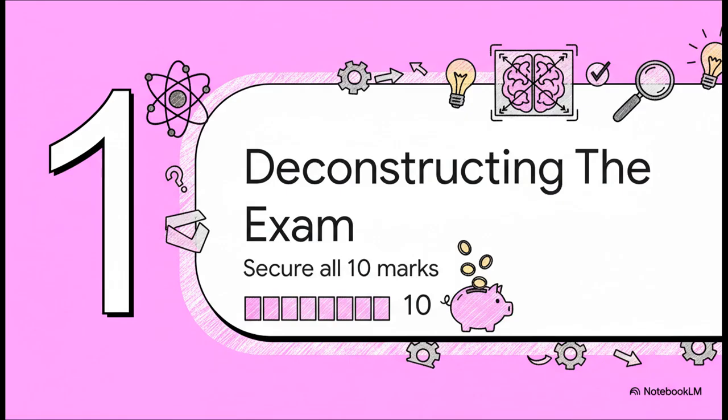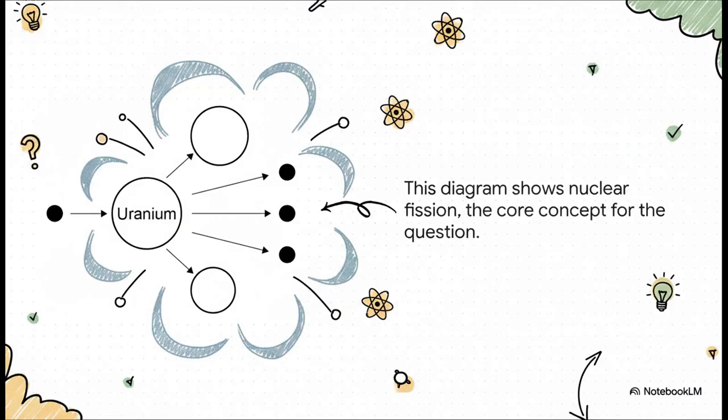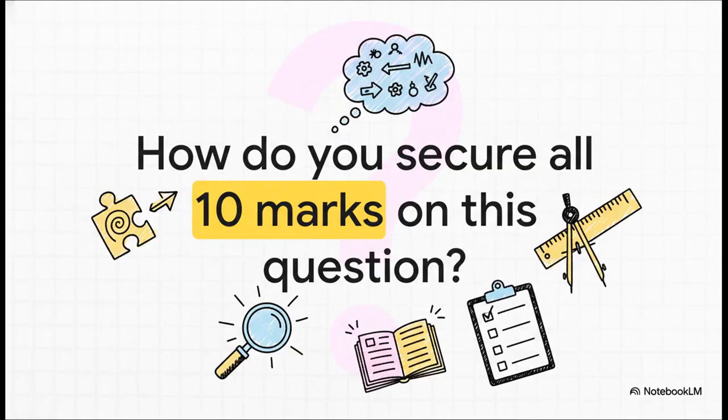Our challenge is question 2 from the GCSE Physics higher tier paper, all about nuclear fission. The mission? To figure out how to bag all 10 of those precious marks. The question kicks off with this diagram right here. It's showing a uranium atom splitting apart, and this single image is pretty much the foundation for everything that's about to come. So what's the real secret here? It's not just about remembering the physics. It's about playing the game. It's about understanding what the person marking your paper wants to see. Precision, showing your work. That's the stuff that gets you the points.